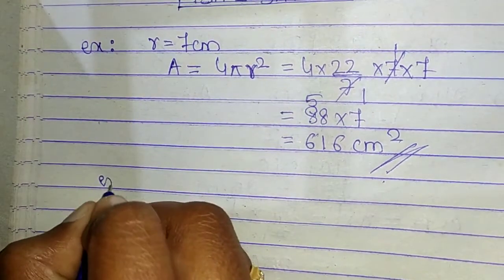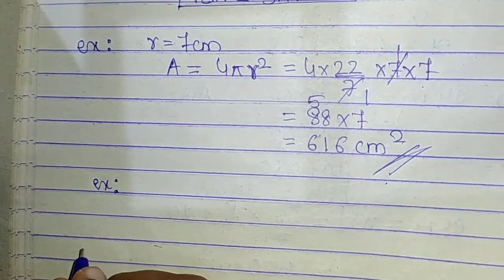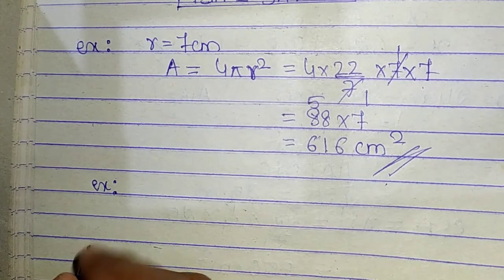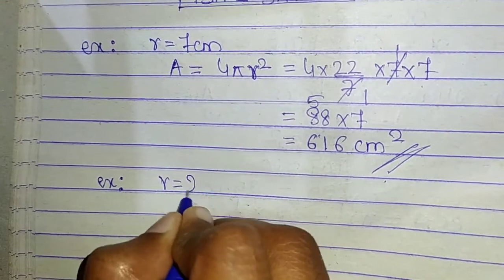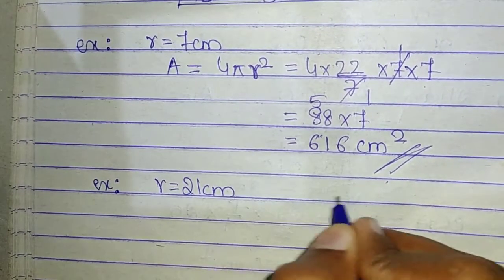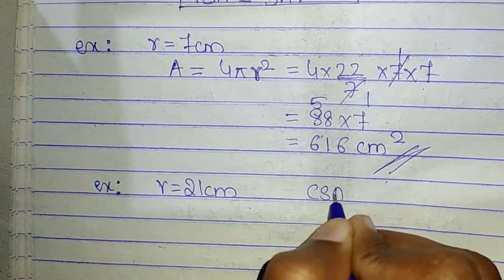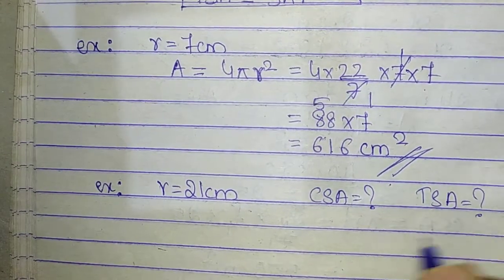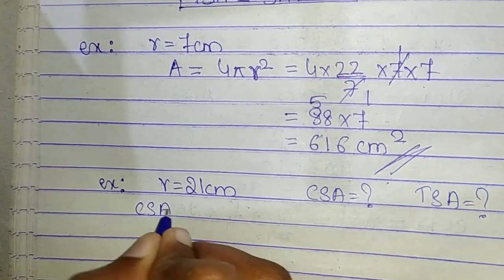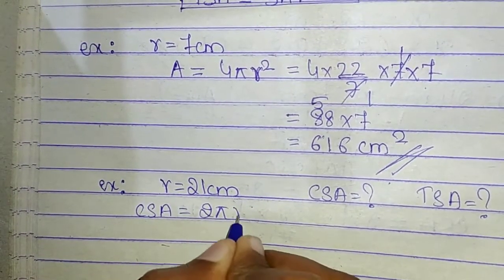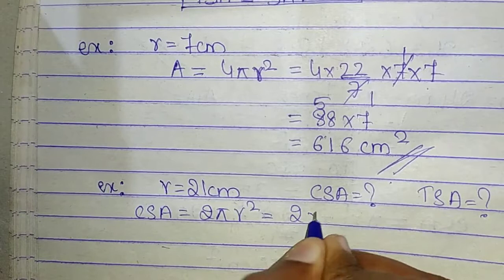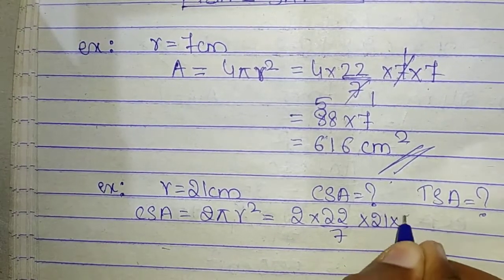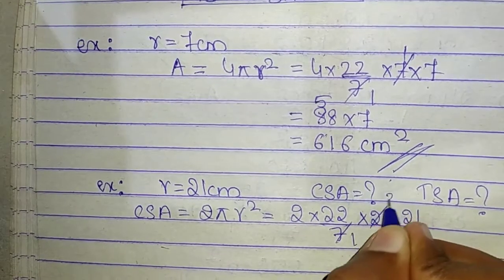Now the next solved example, that is the 8th solved example. Find the CSA and TSA of a hemisphere of radius 21 centimeter. Given radius 21 centimeter of a hemisphere, we are supposed to find its curved surface area and also its total surface area. So for curved surface area, we know that it is equal to 2 pi r square, which is equal to 2 into 22 by 7 into 21 into 21. 7 ones are 7, 7 threes are 21.